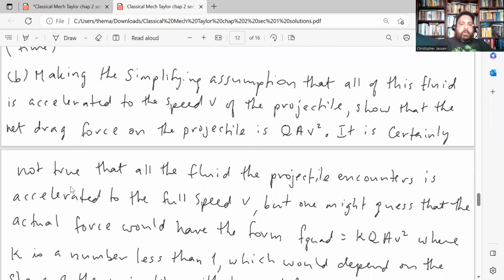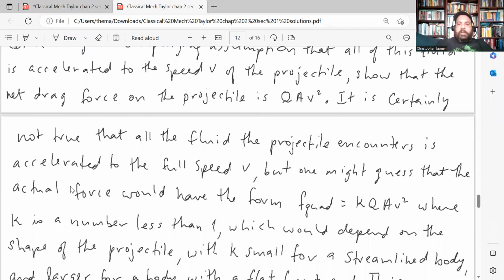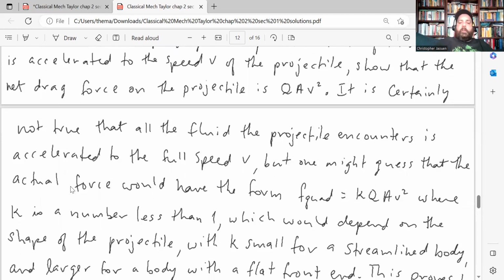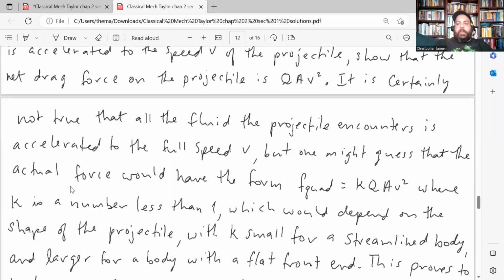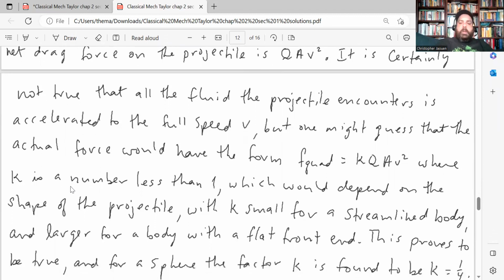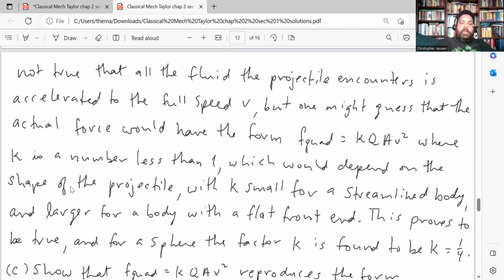It is certainly not true that all the fluid the projectile encounters is accelerated to the full speed v, but one might guess that the actual force would have the form F quad equals kappa Q A V squared, where kappa is a number less than 1, which would depend on the shape of the projectile, with kappa small for a streamlined body and larger for a body with a flat front end.